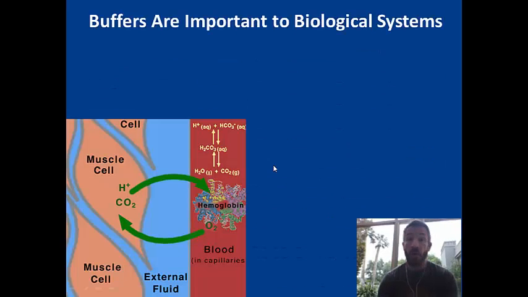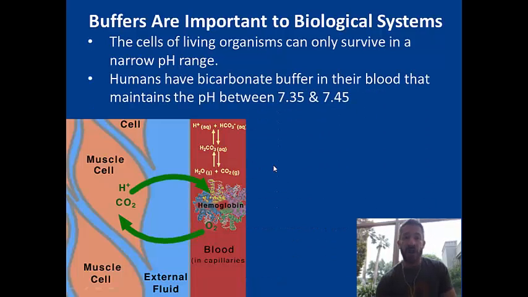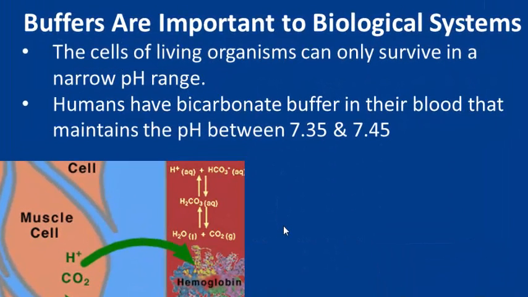So let's look at a buffer that is important to the human body. Like we said, buffers are important to biological systems. We're going to talk about humans here, for example. The cells of living organisms can only survive in a narrow pH range, and buffers allow that to happen, or keep the pH within that narrow range. For example, humans have a bicarbonate buffer in their blood, and that means it maintains a pH between 7.35 and 7.45, which is an extremely narrow range.